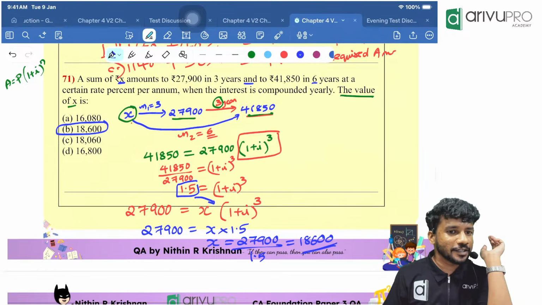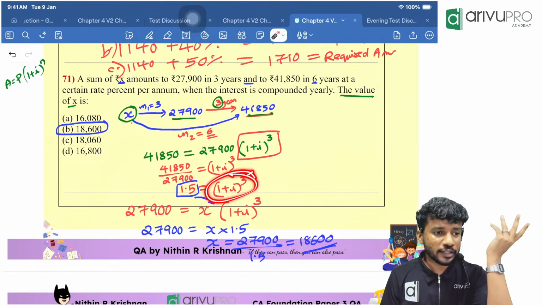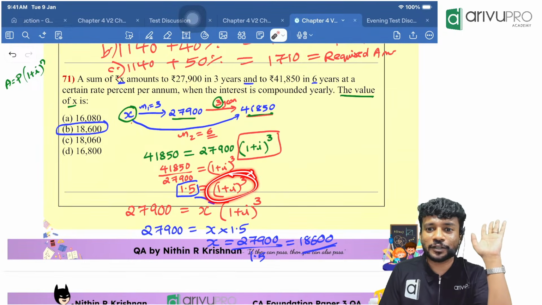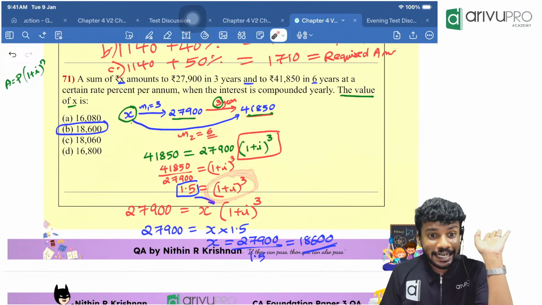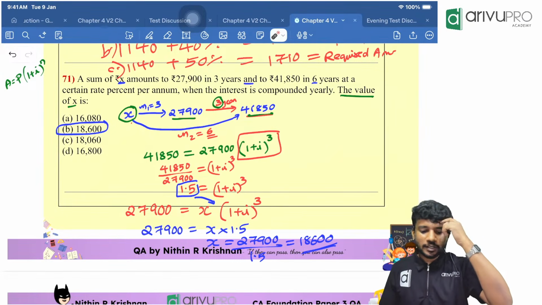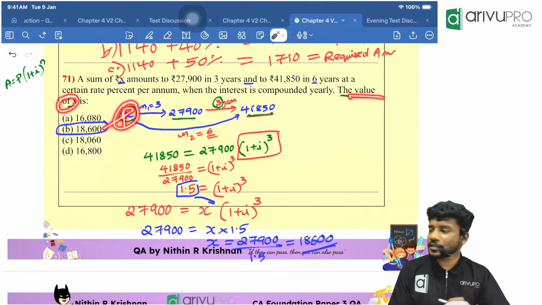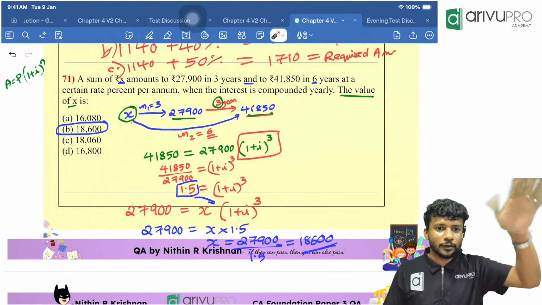Clear? So it's a tricky question. Why is it a tricky question? Many people will think, so what to do next? How to find the cube root and all? Right now you don't know, but in the future you will know. The future is today itself. Today itself you will know. But currently we will just use this value and go ahead. So they are asking the value of x, or the value of principal, is how much. Done. Doubt is clear?